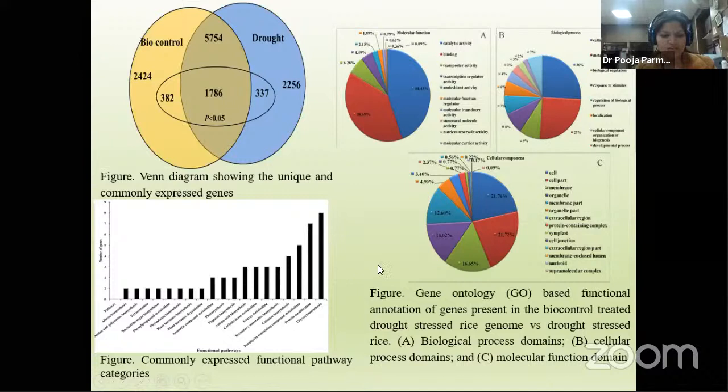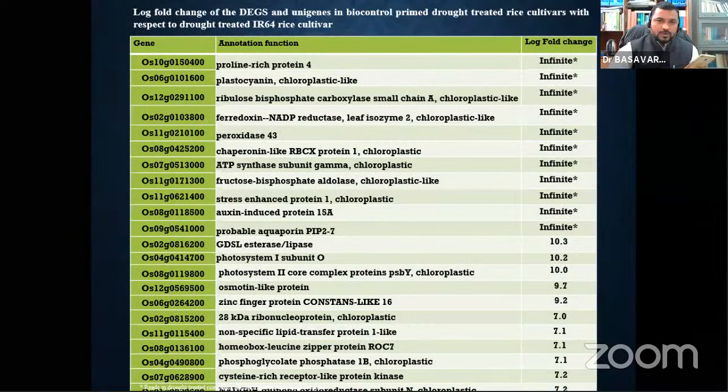the DEGs. Next is the GO analysis graph, which divides the genes into three biological domains: molecular function, biological process, and cellular component. In molecular function, catalytic activity and binding are highly represented groups. Amongst biological processes, cellular process and metabolic process are highly represented. In the cellular component, cell and cell part are the highly represented groups. Then this is a table that shows the maximum genes.